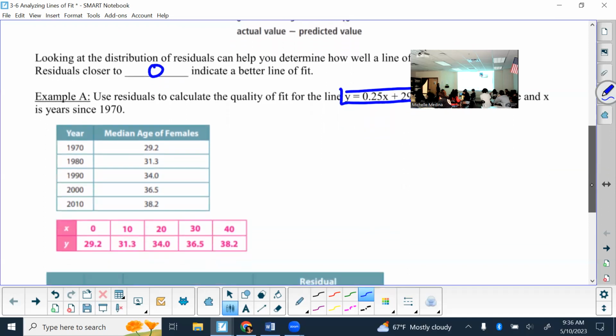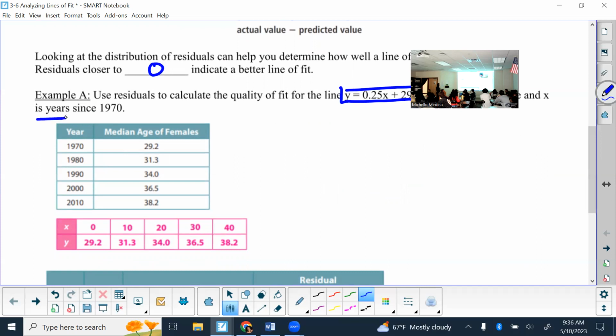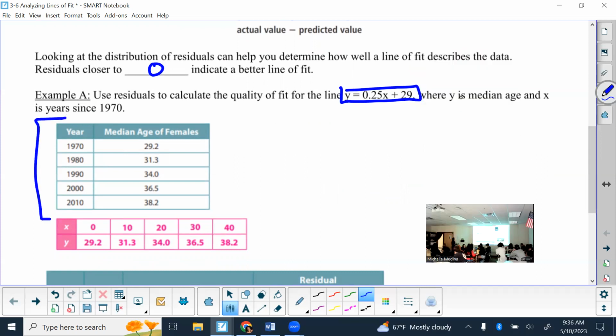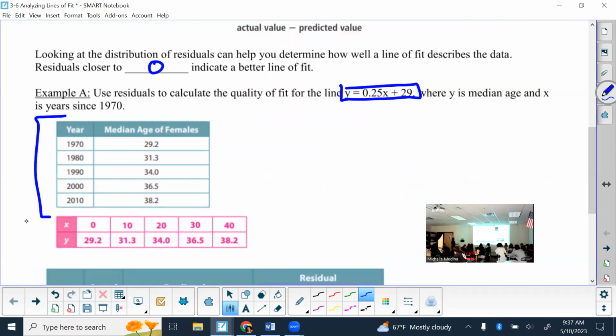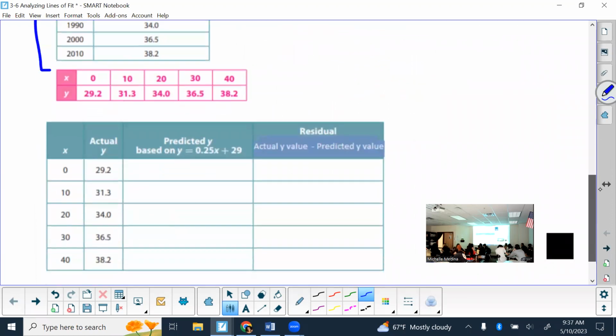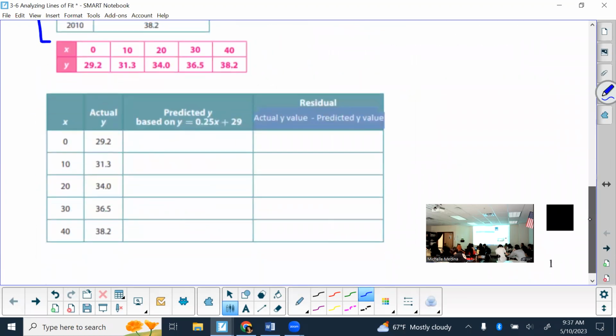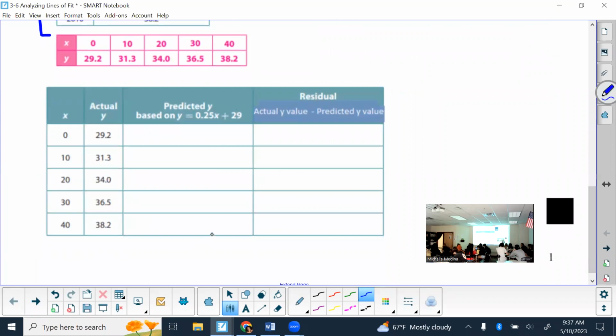So here's one way to organize your work. Here's my raw data. And they did say that X is years since 1970. So my X's are actually 0, 10, 20, 30, 40. So would this be my actual data or my predicted data? This is my actual data, what this person actually got from conducting a survey. Plugging into the trend line would be my predicted data. So that's what we're filling out here, a way to organize our information.